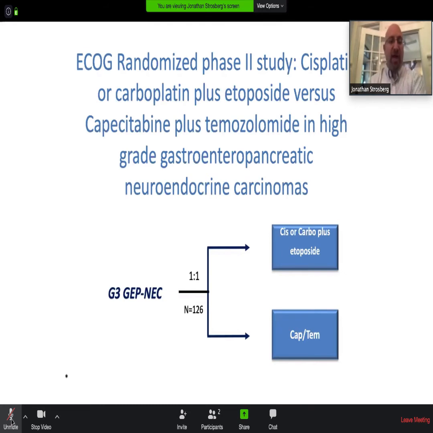For patients with high-grade neuroendocrine tumors, where we almost have no clinical trials, there's a national trial run by the ECOG cooperative group comparing a standard older regimen, cisplatin or carboplatin with etoposide, an intravenous chemo regimen, versus an oral chemo regimen, capecitabine temozolomide. This is another important study, but one that's not easy for patients to get on necessarily, because most patients start chemotherapy in the community before they get to an academic center where this clinical trial might be available.